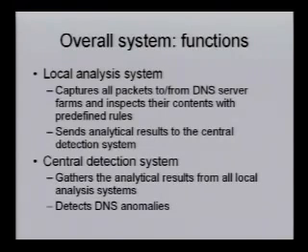A local analysis system captures all port 53 packets to and from DNS server farms and inspects their contents with predefined rules, and sends analytical results to the central detection system. The central detection system gathers the analytical results from all local analysis systems and then detects DNS anomalies.